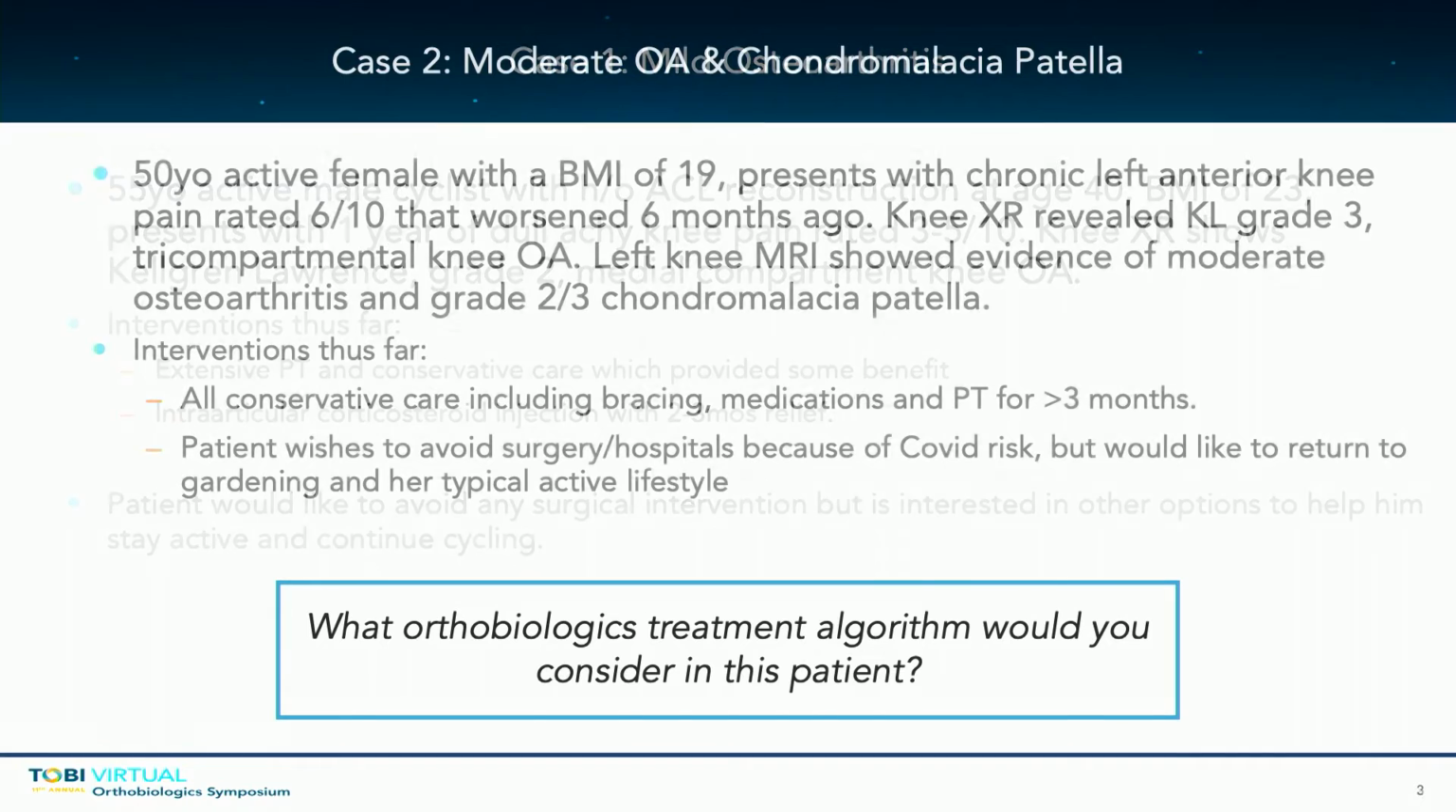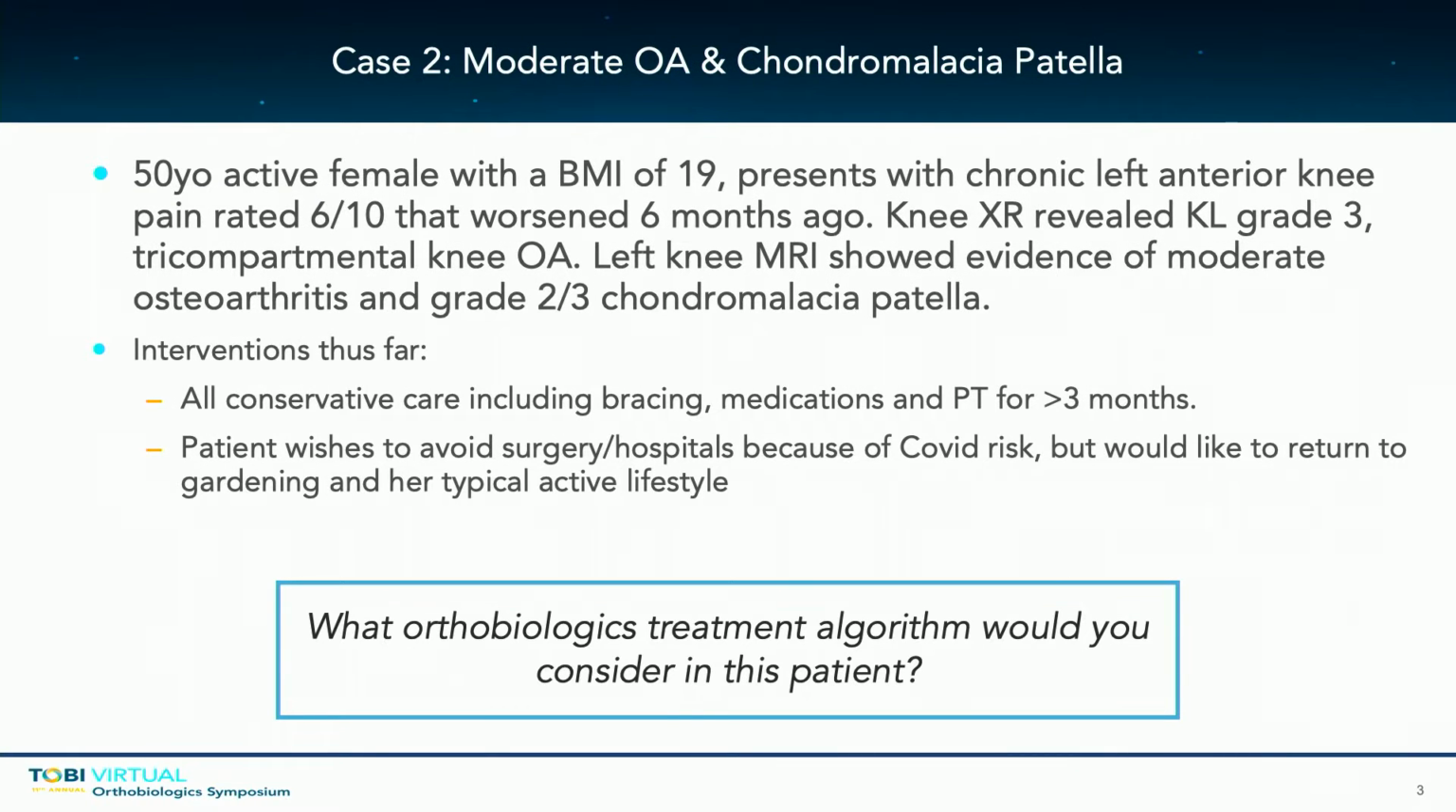Let's move on to case number 2 here. This is a case of moderate OA and Chondromalacia Patella. So we have a 50-year-old active female with a BMI of 19, presents with chronic left anterior knee pain rated 6 out of 10. That worsened 6 months ago. Knee X-ray reveals Kellgren-Lawrence grade 3 tricompartmental knee osteoarthritis.